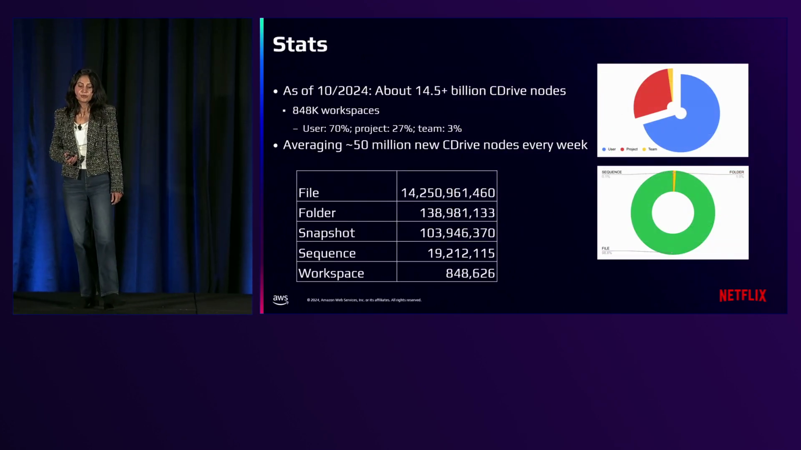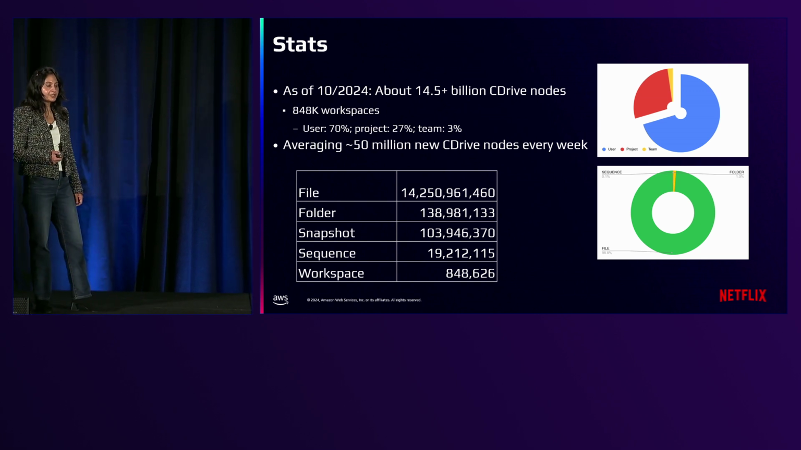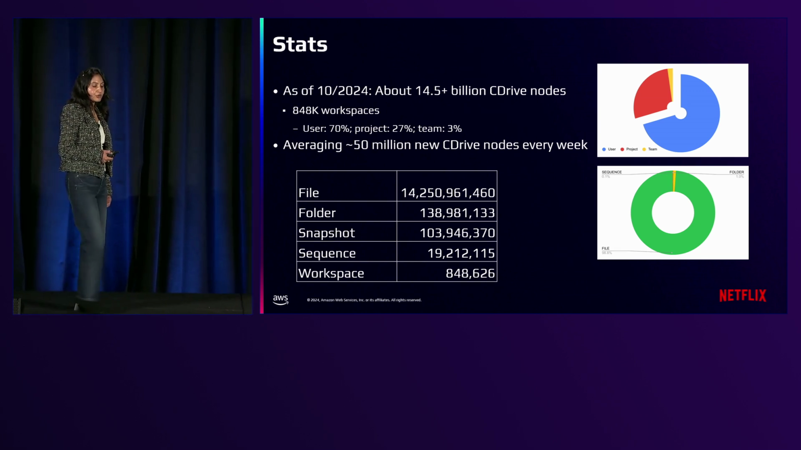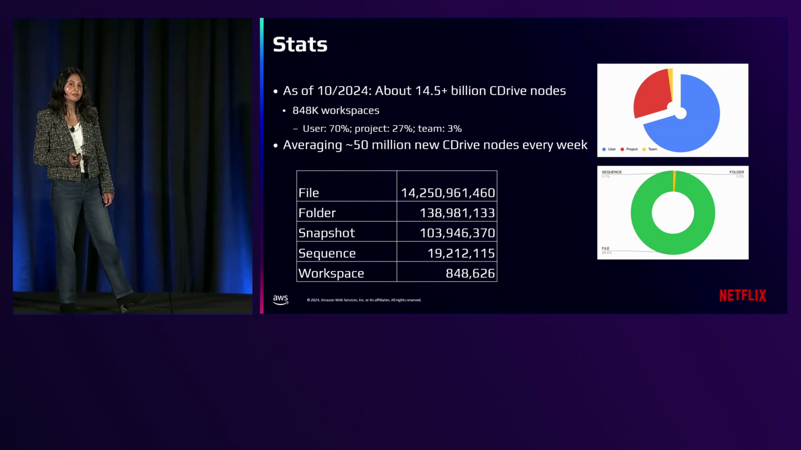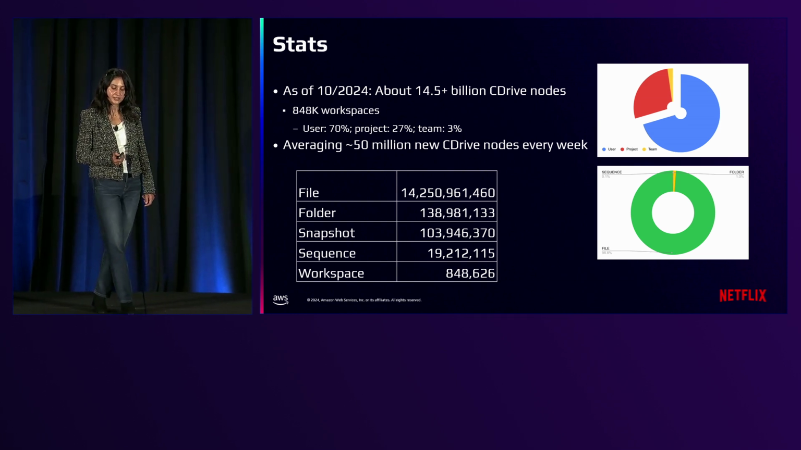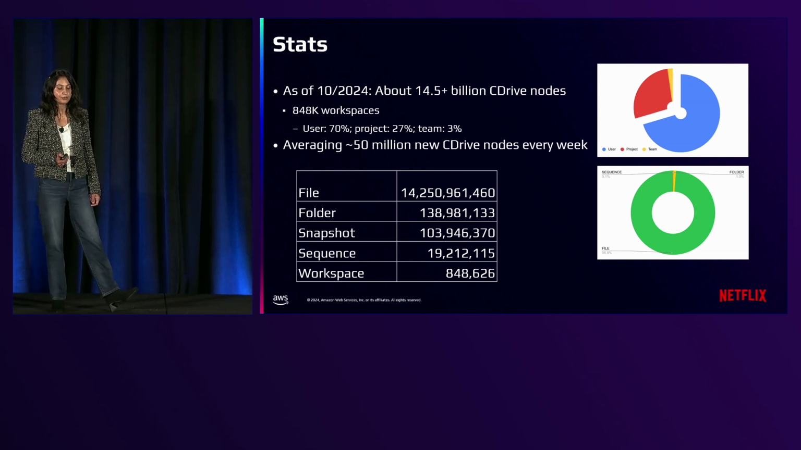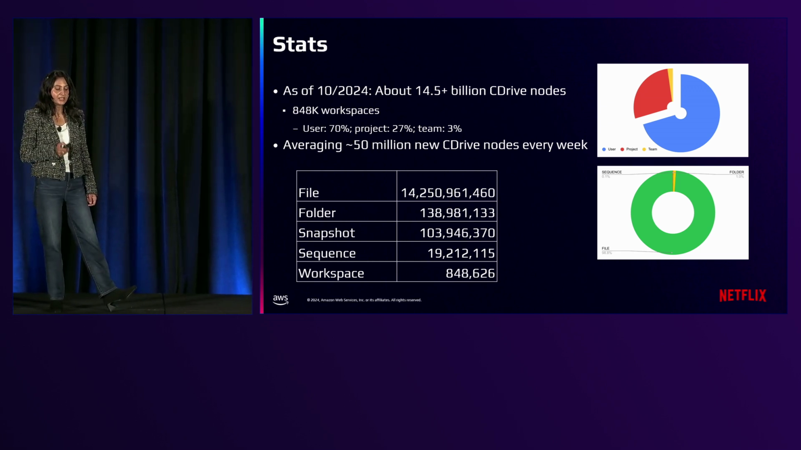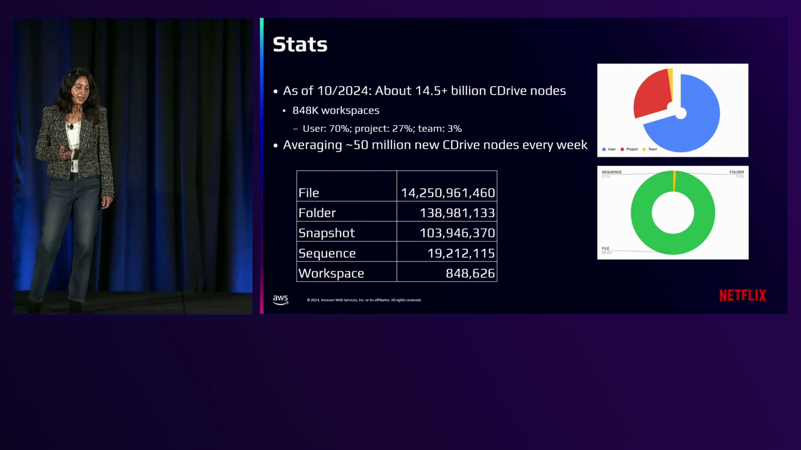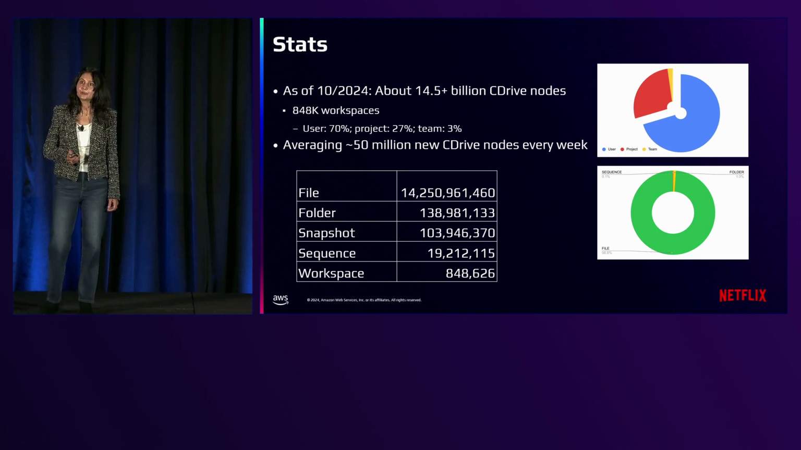Next, I want to share some of the insightful stats and numbers for Content Drive to provide more clarity and business value. As of October 2024, we have about 14.5 billion Content Drive nodes, or C drive nodes, where about 848K of them are workspaces. On average, we create about 50 million new C drive nodes every week. As you can see, most of these are files. We do have the concept of file, folder, snapshot, sequence, and workspaces, but most of these are file nodes.